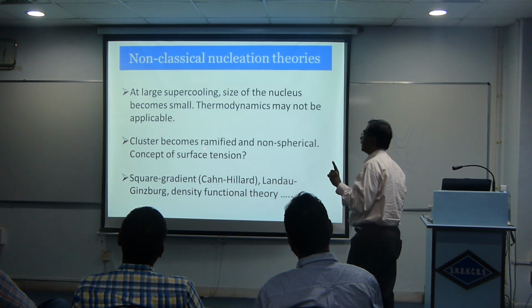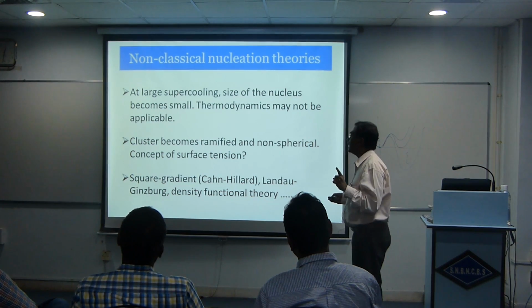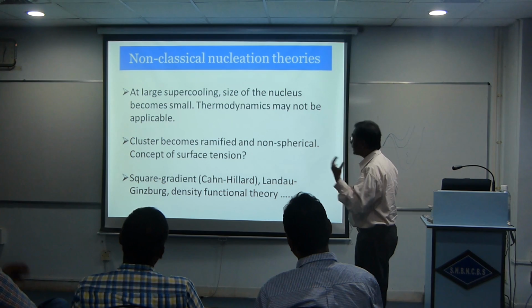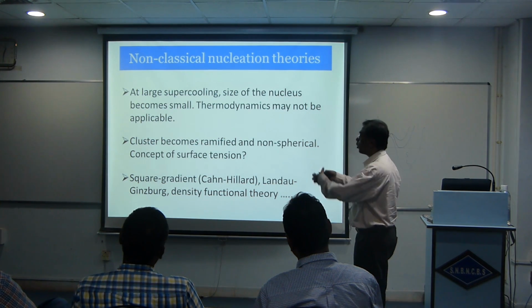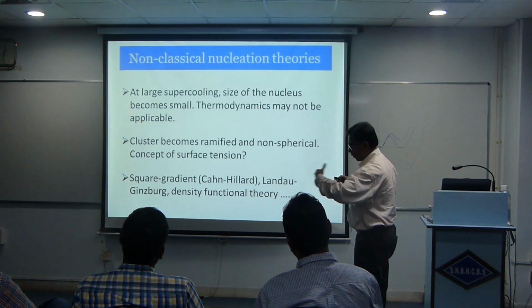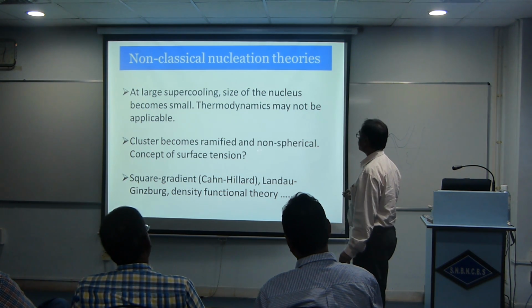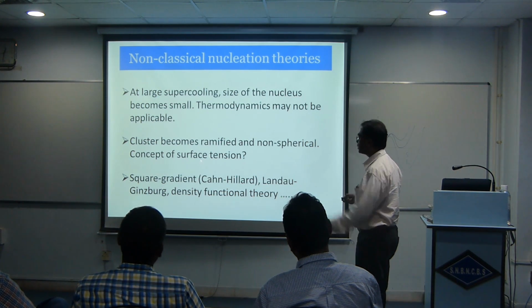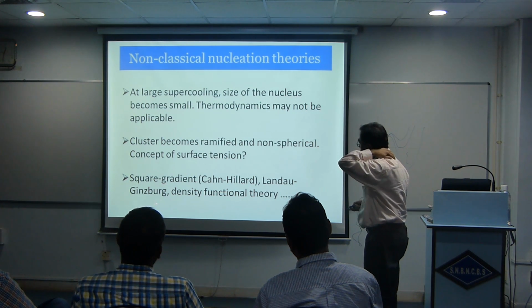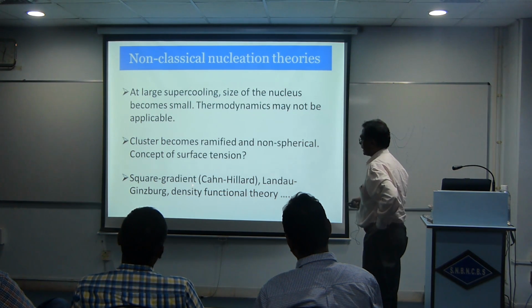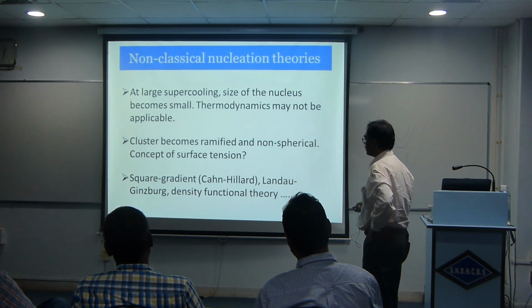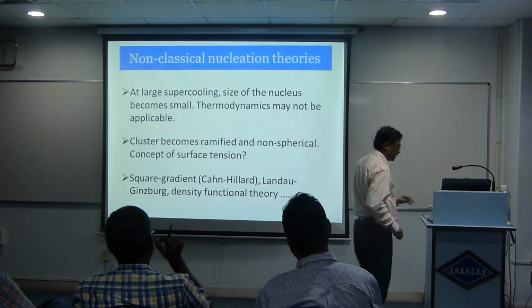A lot of work went in in the late 70s and early 80s, showing that when you go to a really non-equilibrium situation or near the critical point, clusters are no longer compact. They are not real spheres. I don't have a phase boundary between the two, so the concept of surface tension and everything falls apart. Around that time, several beautiful theories were developed. In 1950-60, the square gradient theory by Cahn-Hilliard, Landau-Ginzburg, and density functional theory of phase transitions came into being.